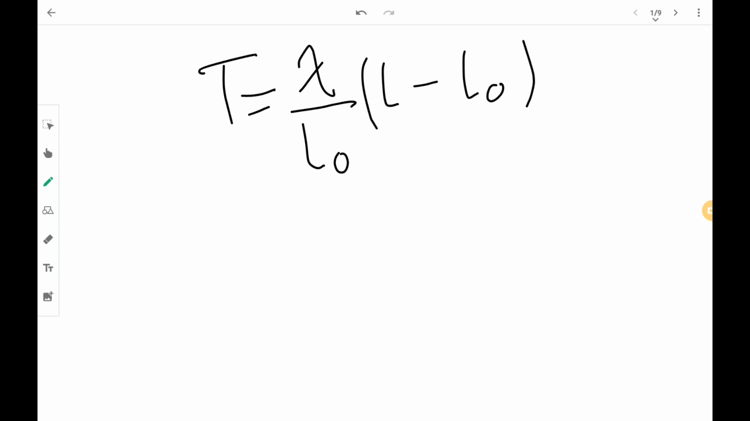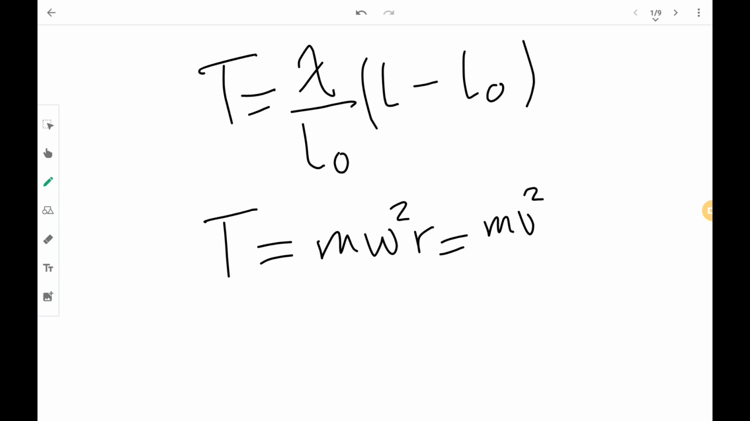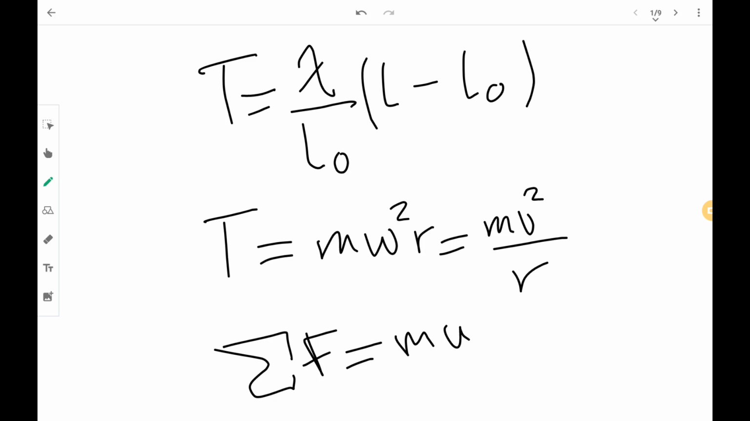Okay, so we need to know two equations for part 2. The first one is the tension equals lambda over the natural length times the final length minus the natural length. And the second one is tension equals the mass times omega squared r, which is equal to mass times speed squared over r. You also need to know net F equals ma.